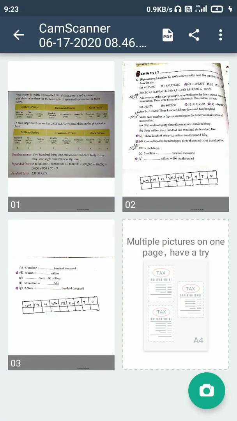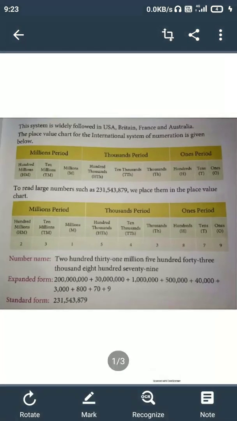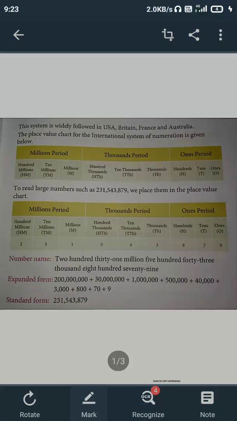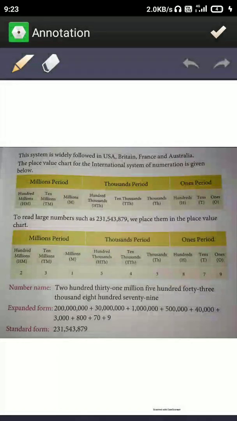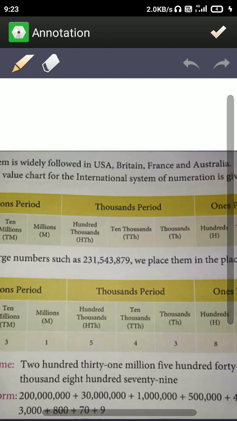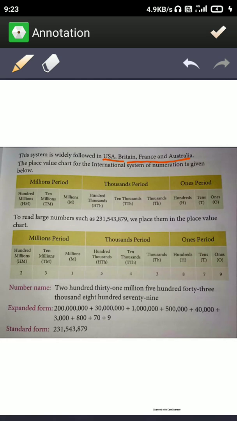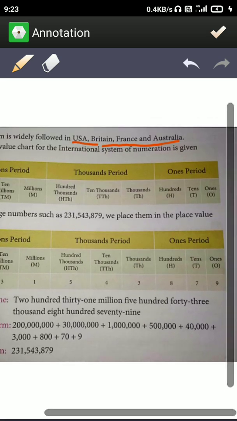Okay, students. So, in today's class, we will discuss the International System of Numeration. The International System of Numeration is used in the USA, Britain, France, and Australia also. In the International System of Numeration, a period comes after every three places.